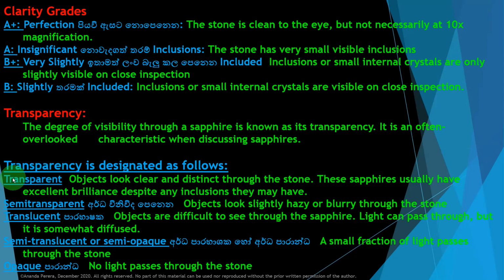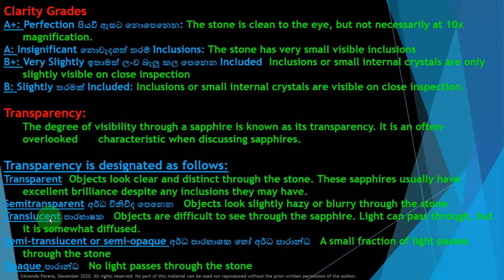When we are buying gemstones, remember gemstones must be transparent. If it is transparent, the price is higher. Objects look clear and distinct through the stone. These sapphires usually have excellent brilliance despite any inclusions they may have. Semi-transparent: objects look slightly hazy or blurry through the stone. Semi-transparent, prices are very low.